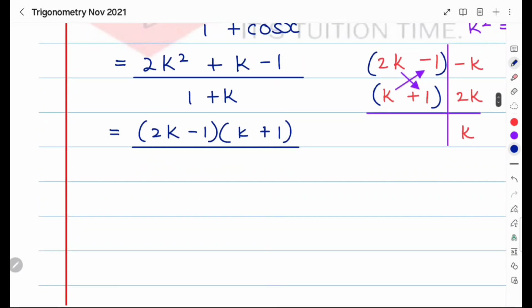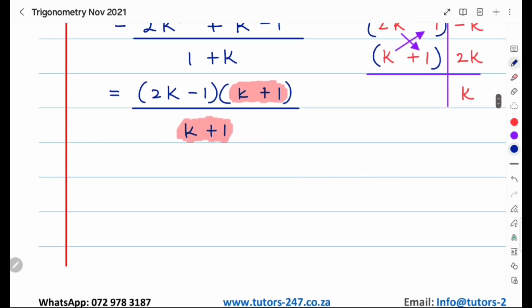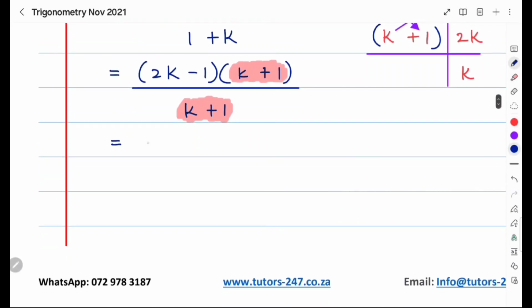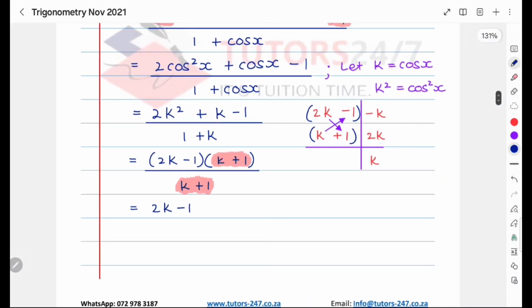Now 1 plus k can also be written as k plus 1. I'm just going to write it as k plus 1 so it looks more similar to this bracket over here. But 1 plus k, k plus 1, they are the same thing. So because the top bracket is the same as the bottom bracket, they cancel each other out, therefore leaving you with 2k minus 1. But don't forget, k is equal to cos x.